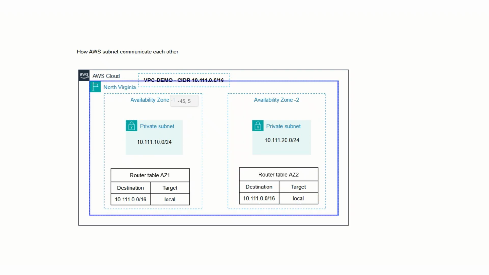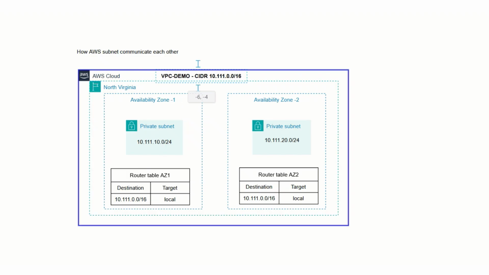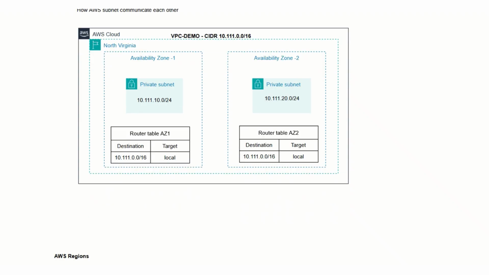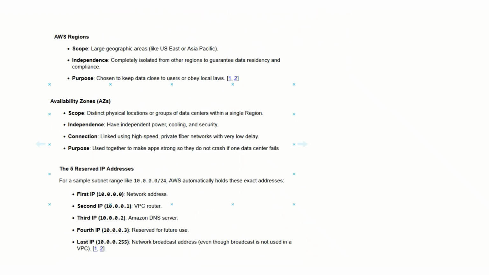So if you see here, AWS is reserving 5 IPs in each subnet. The first IP is the network address, the second IP is the VPC router, and the third IP is the Amazon DNS server, and the fourth one is reserved for future. The fifth one is, as we know, broadcast.